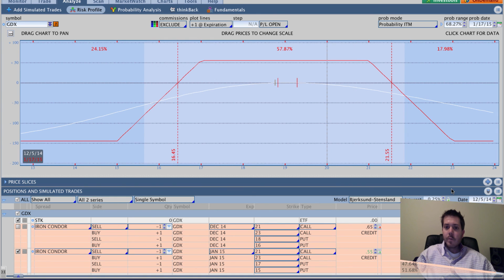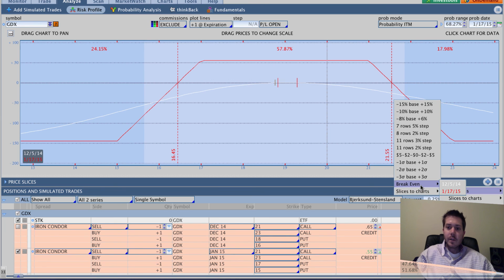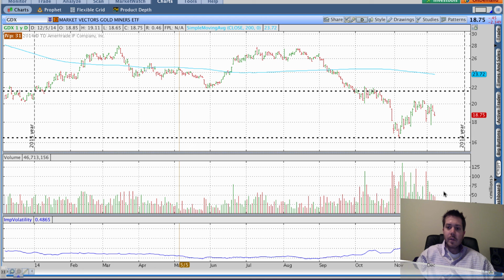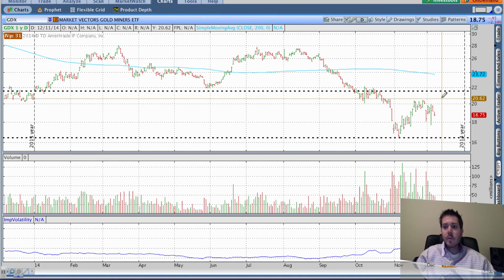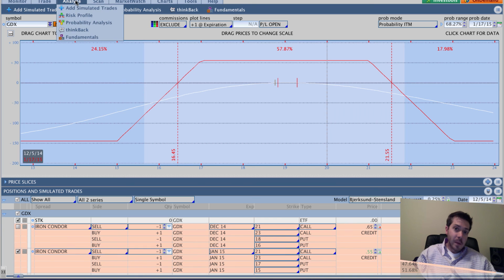So if we change our break-evens, you can see our probability of success has gone up to 57.87. And if we set slices to chart, you're going to see that our break even is significantly higher. So we've got a lot more room for a little bit of run to the upside, and it just gives us a little bit more cushion to the upside. And so if you have a little bit of a bias, then you can push it to the upside. So there's one example of directional skew.